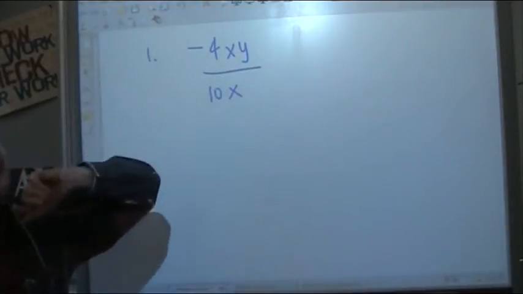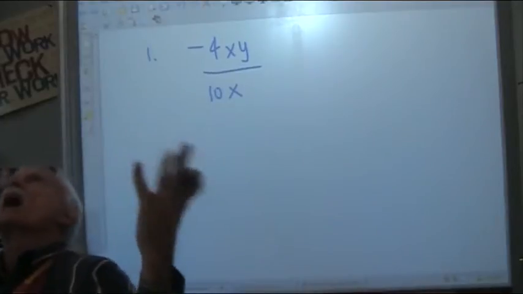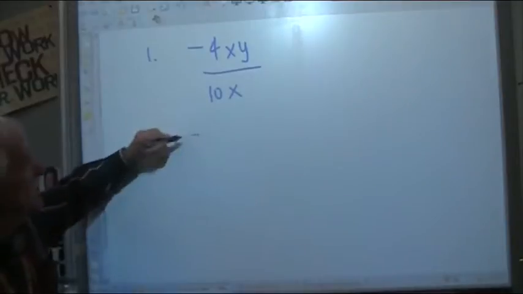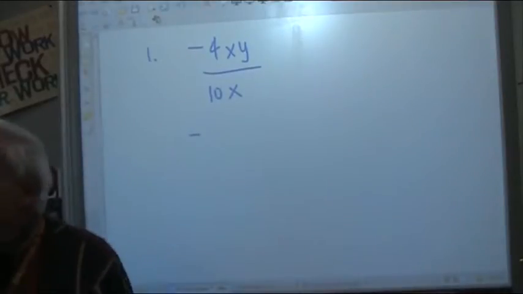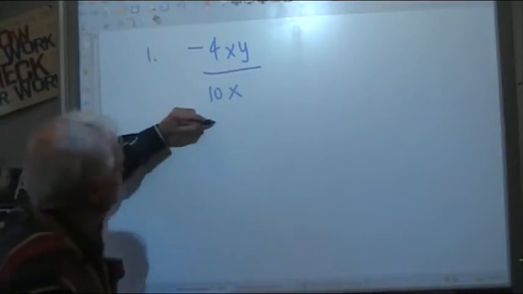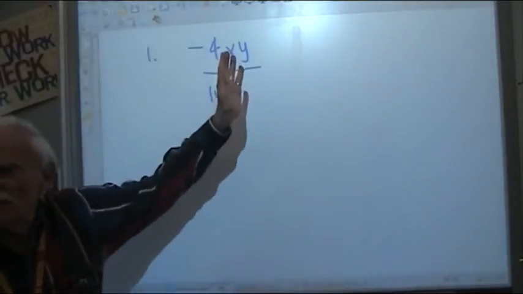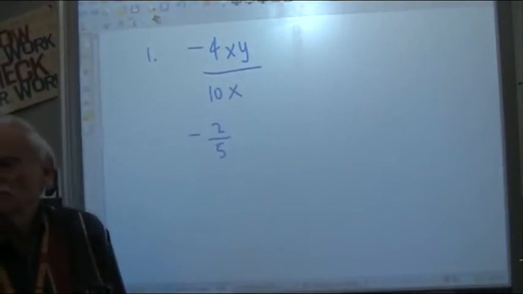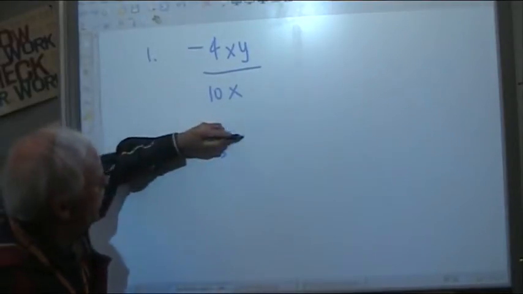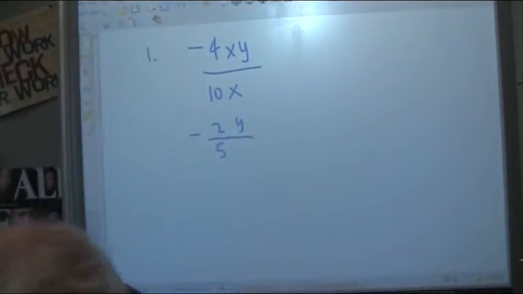All right, so ladies, what is my sign? Negative. Now, what is my overall number? 4/10. Reduced. Now I go to my variables. What happens to my x's? They cancel. And what do I have left on y? I got a y on the top. 2y. Good.